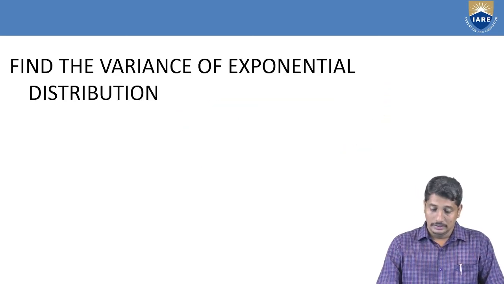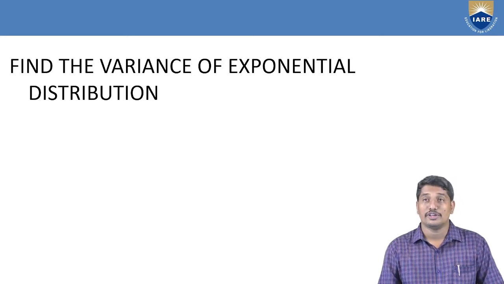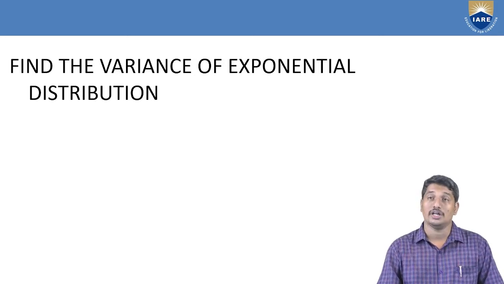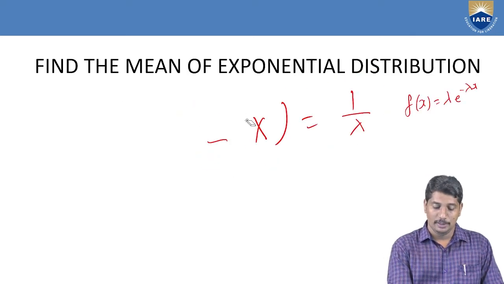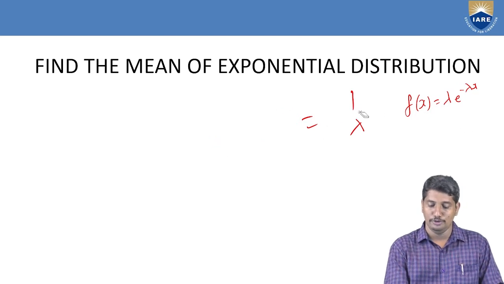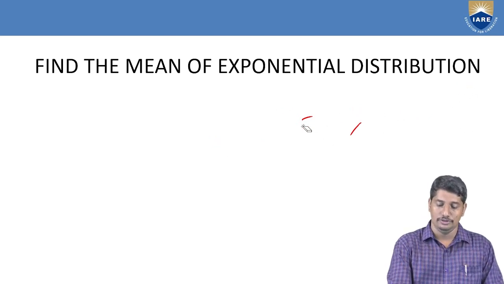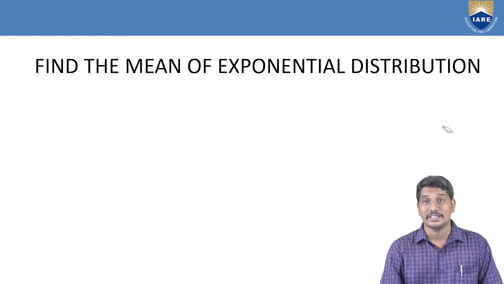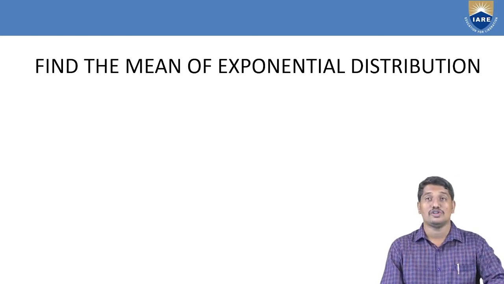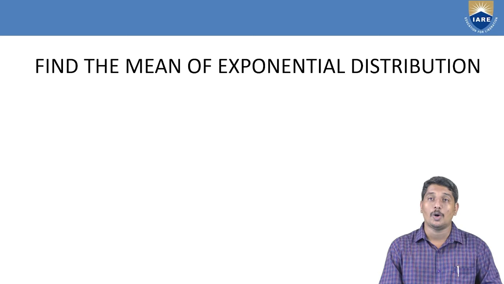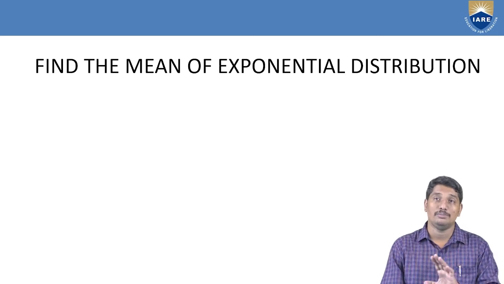Next, we are going to find the variance of exponential distribution. Before that, I'd like to explain the same derivation with the help of the moment generating function. After a few seconds, we'll derive the moment generating function and we'll cross check whether we obtain the same mean with the help of the MGF or not.